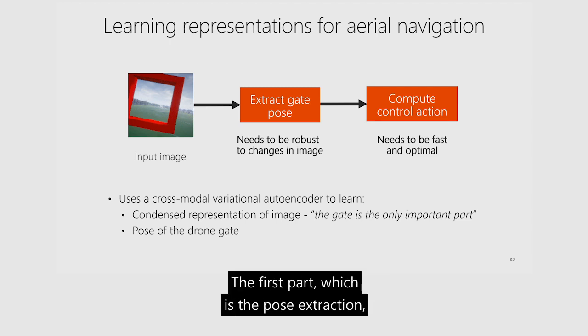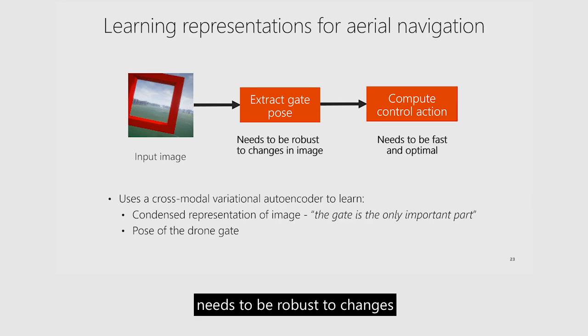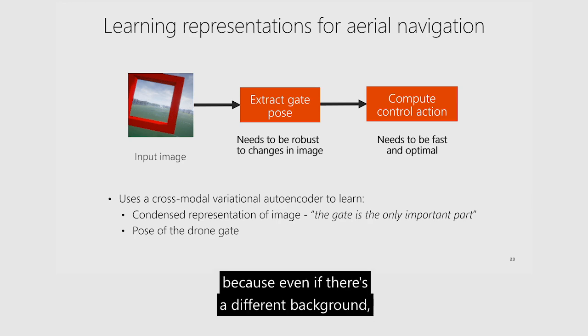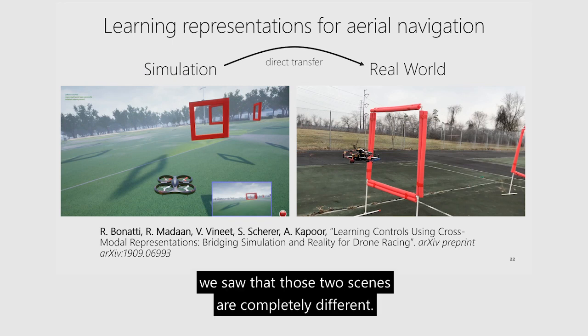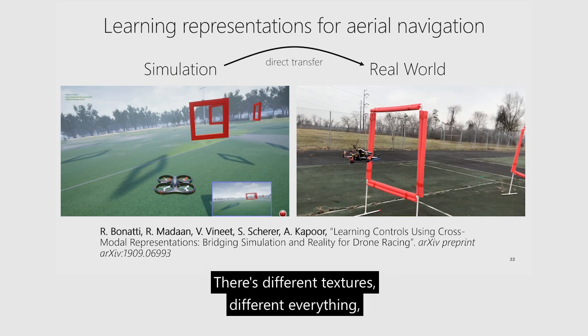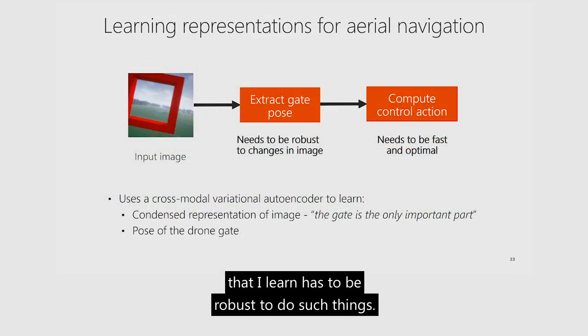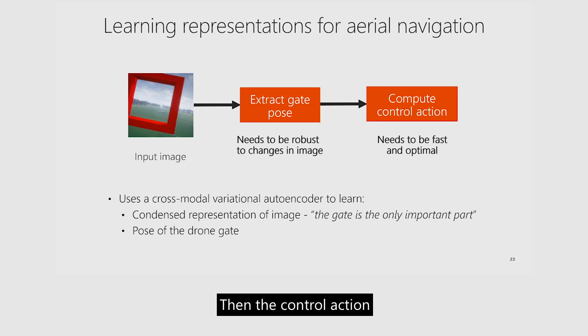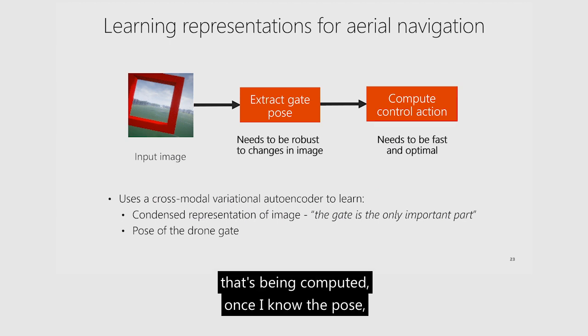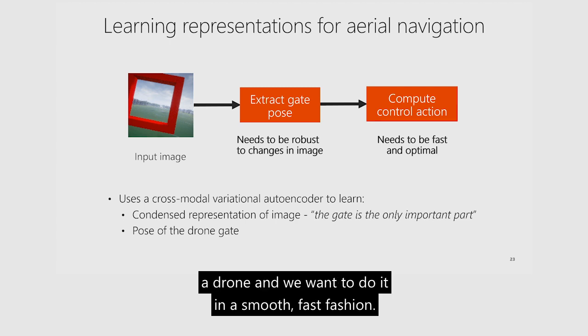The first part, which is the pose extraction, needs to be robust to changes, because even if there is a different background, for example, in the previous slide, we saw that those two scenes are completely different. There are different textures, different everything, except for the fact that there is a red gate. So whatever perception pipeline that I learn has to be robust to such things. And then the control action that's computed once I know the pose needs to be optimal and fast enough, because it's a drone and we want to do it in a smooth, fast fashion.